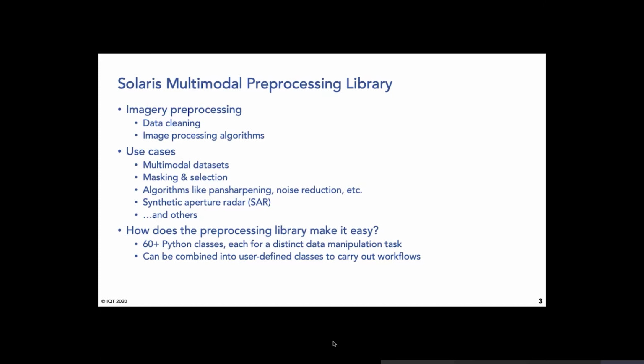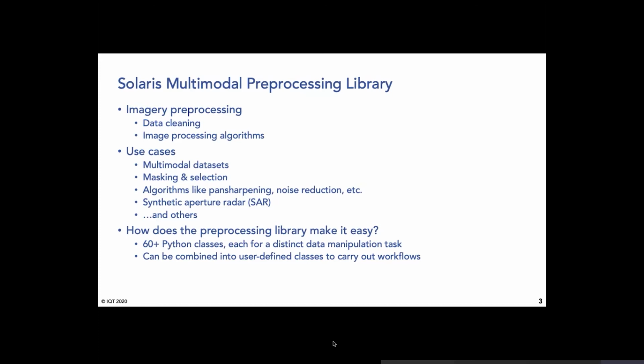But beyond just issues of masking or data filtering, and even beyond just cases of multimodal data, there are other times when I might want to process my imagery as an initial step. Really, any standard image processing algorithm falls into this category as well. So things like pan sharpening or noise reduction, for instance.